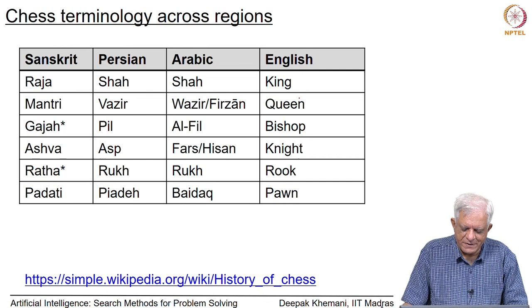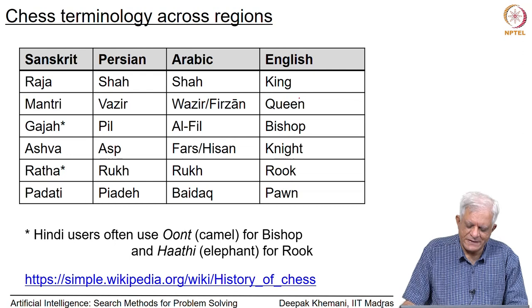People playing chess in India would know that we often use the word Oont, which is the Hindi word for camel, for the bishop, and Hathi, which is the word for elephant, for the rook.